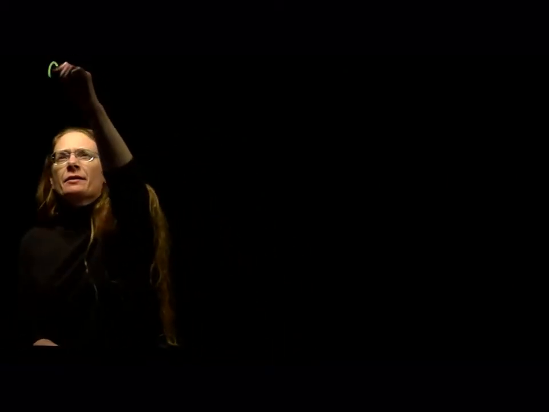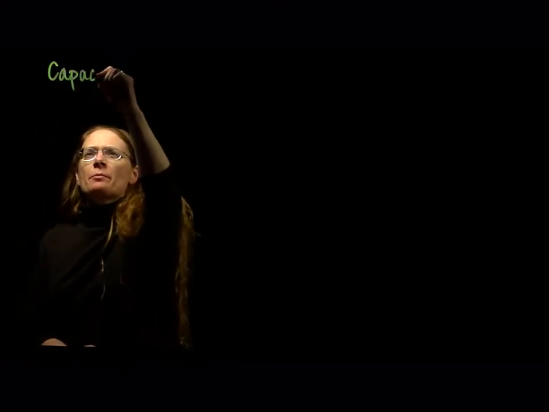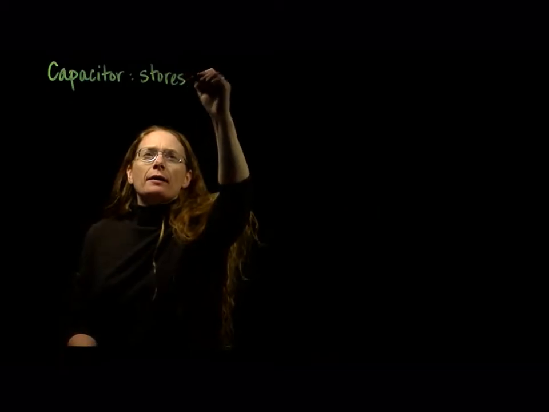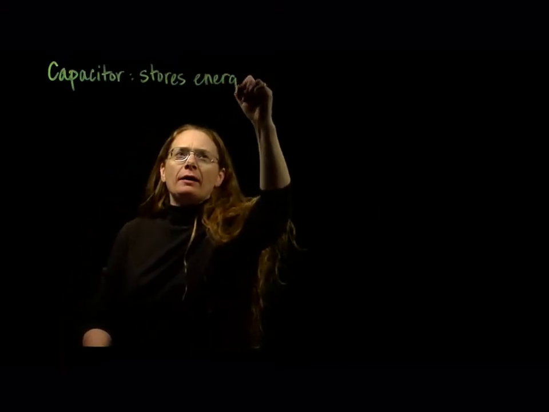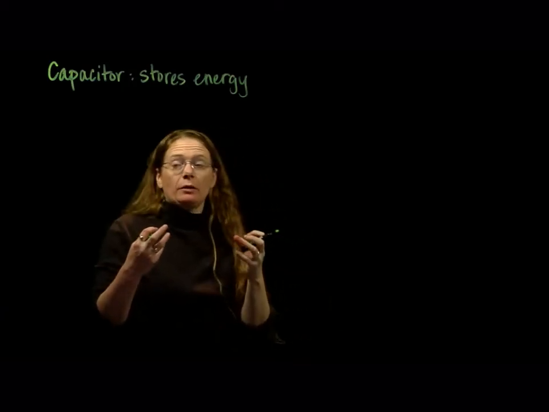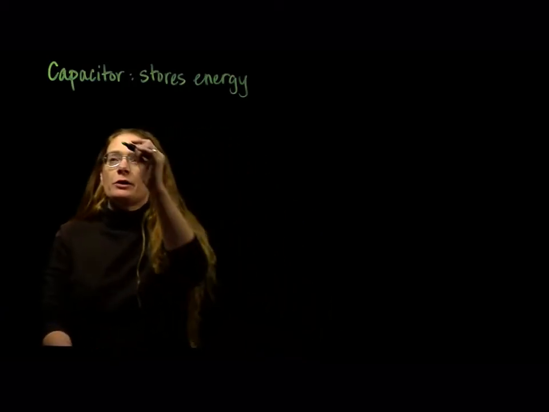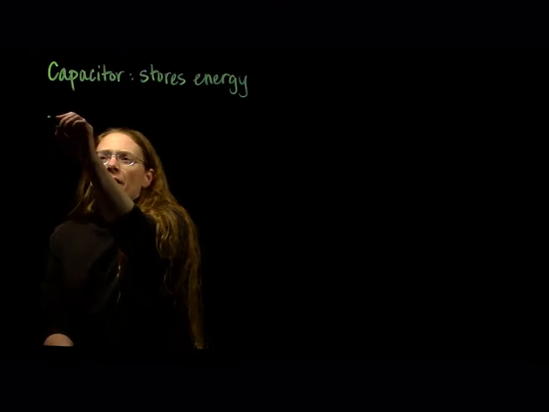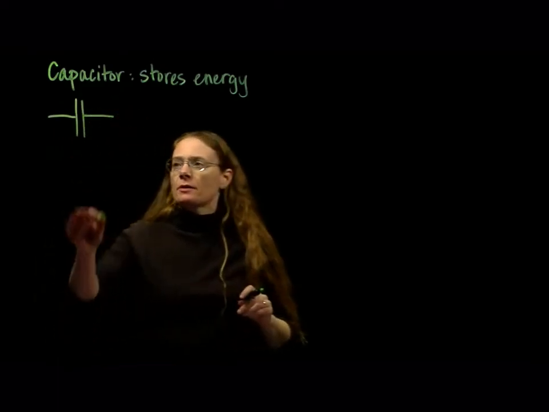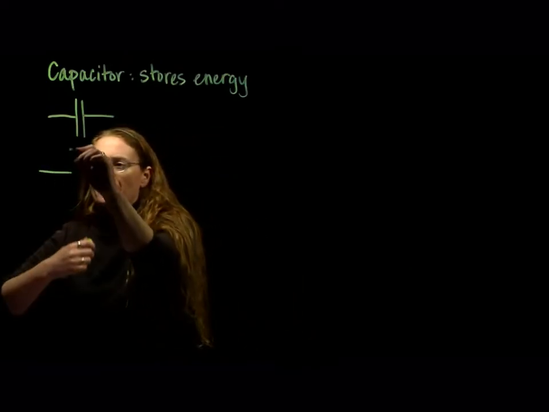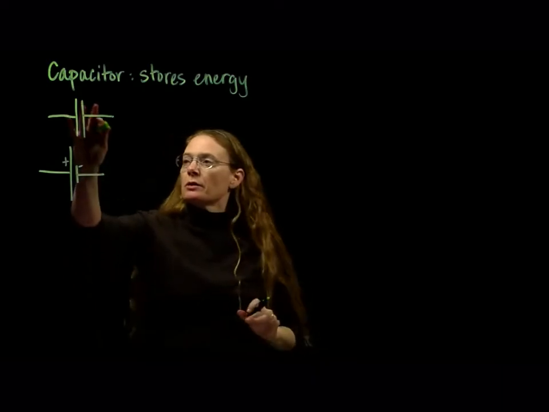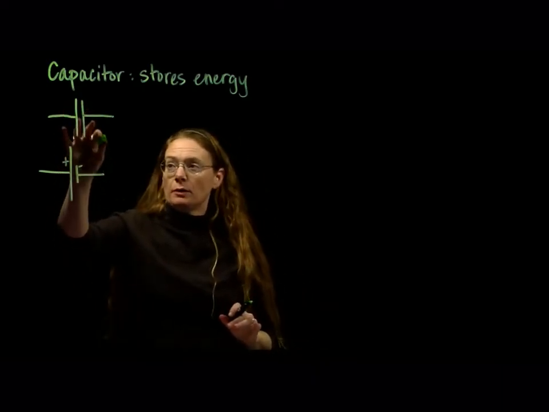So a capacitor is something that stores energy. It's not quite like a battery, but it can behave the same way because it does have some storage capabilities. So it can store energy. And we give it the symbol of two parallel plates. A battery has, if you remember, one big line, one small. A capacitor is just two identical sized lines.